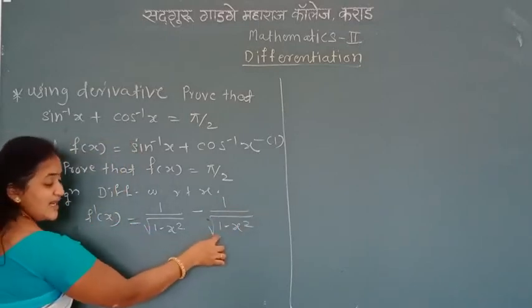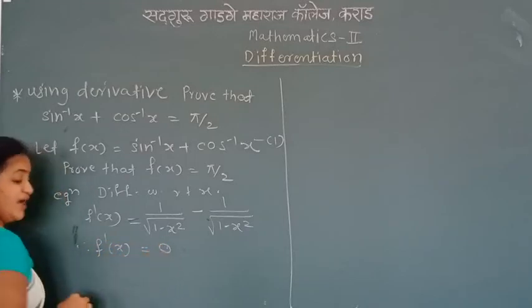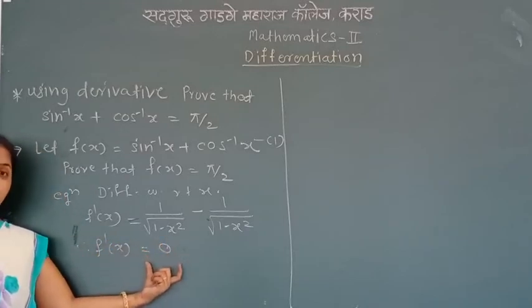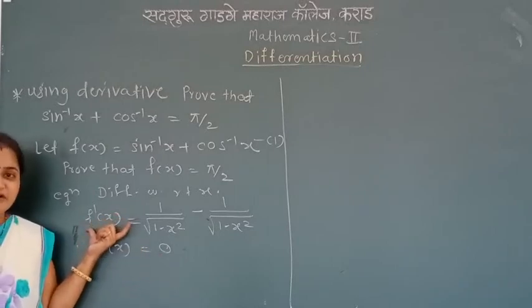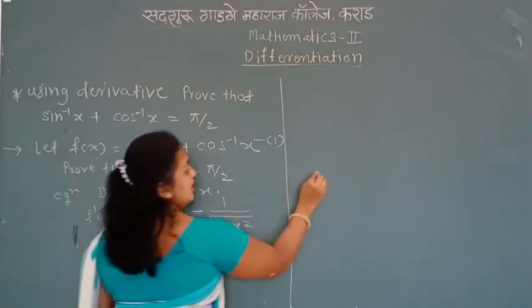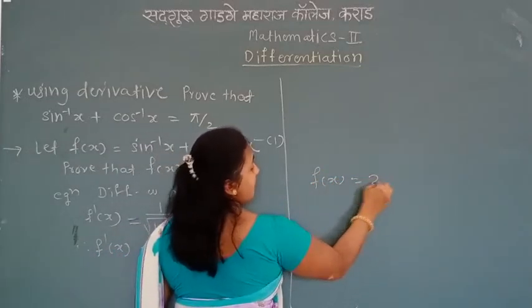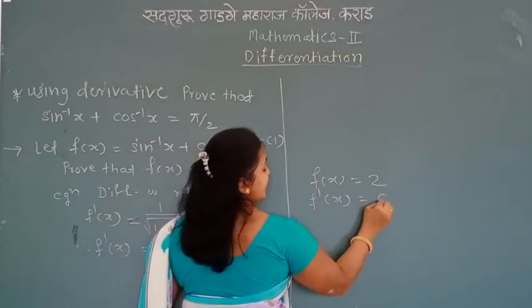So these two terms are same. So therefore f dash of x is equal to 0. Whenever a function's derivative is 0, that means f of x is a constant function. Because whenever it is a constant term, suppose f of x is equal to 2, what is the derivative of f of x? F dash of x is equal to 0.